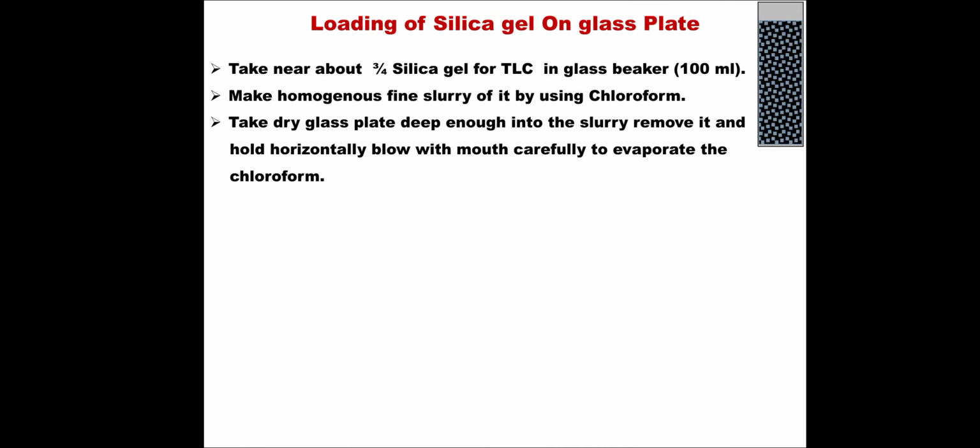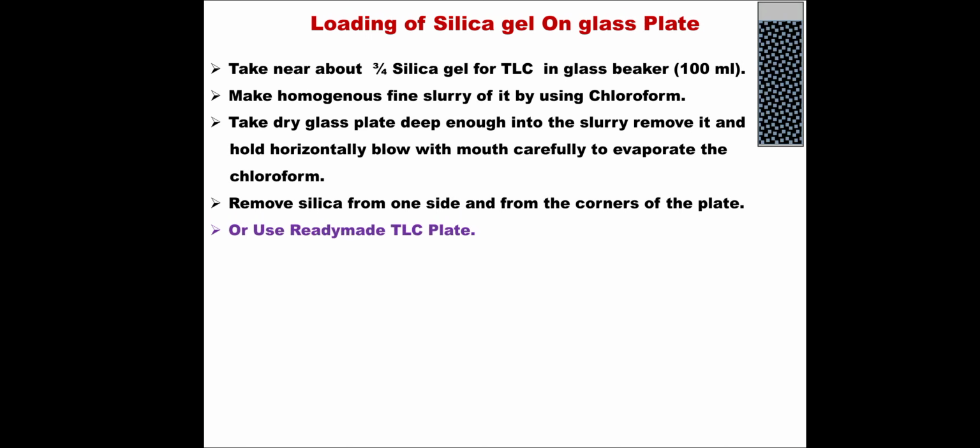Then take a dry glass plate, dip it enough into the slurry and remove it immediately and hold horizontally. Blow carefully to evaporate the chloroform. Then you have to remove silica from one side and also from the corners of the plate to get better results. Or you may use a ready-made TLC plate which has loaded silica.